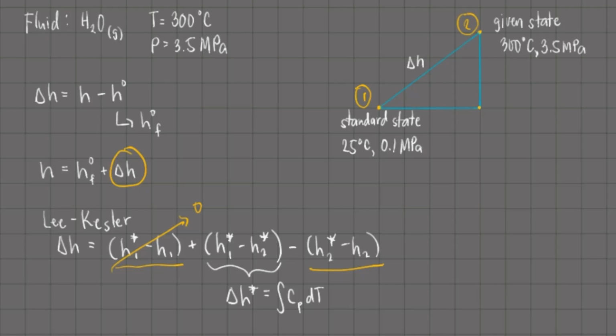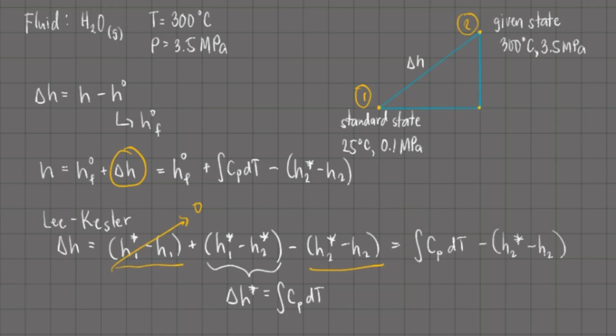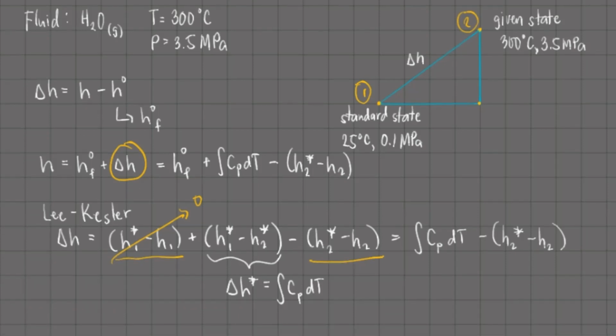Thus, simplifying this expression would give us delta H is equal to the integral of Cp times dt for water minus the enthalpy departure of our given state, H2 asterisk minus H2. Our expression for the absolute specific enthalpy of our given state is now the standard enthalpy of formation of water plus the integral of Cp times dt. This represents the enthalpy change contribution of the ideal behavior, and then minus (H2 asterisk minus H2), or the enthalpy departure of our given state.